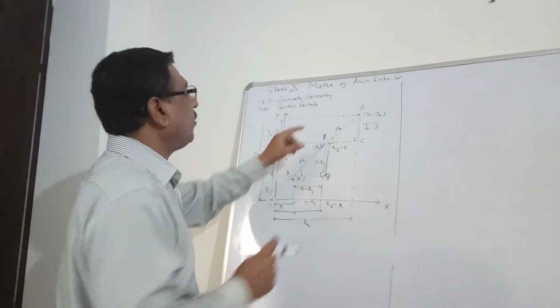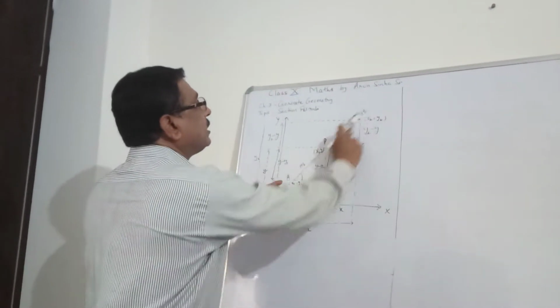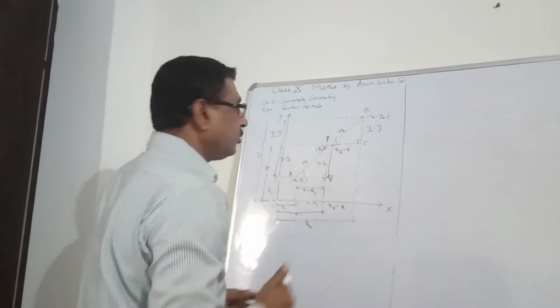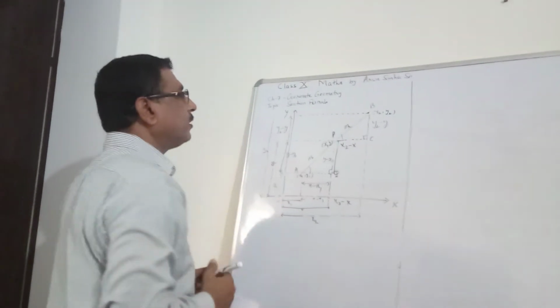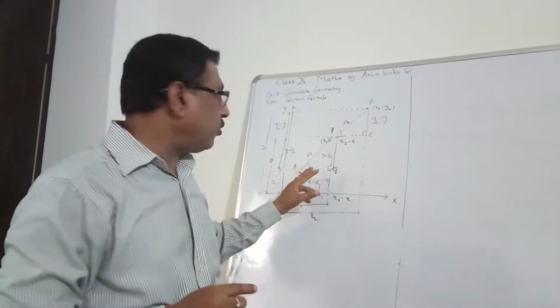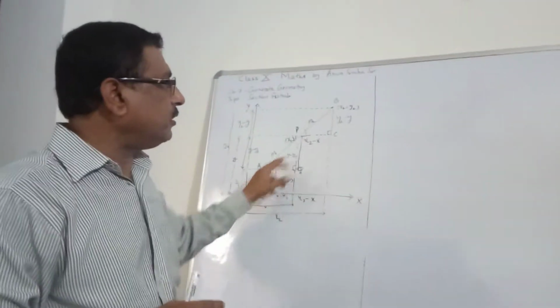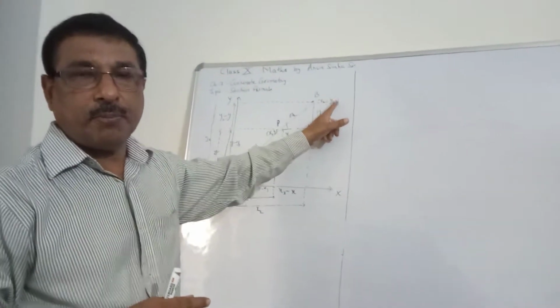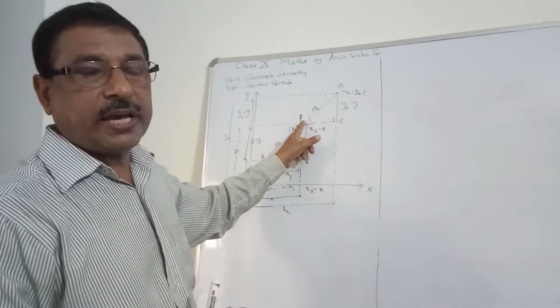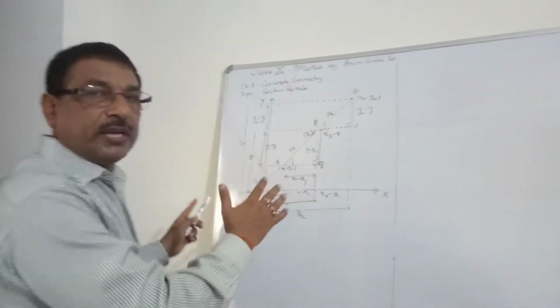That means section formula, where this point divides the whole line segment into two sections. That's why it is called the section formula. So already you know this one is the given point x1 y1. This point is your x2 y2, point B, and this point P is xy. So first we will start with the 9th class.